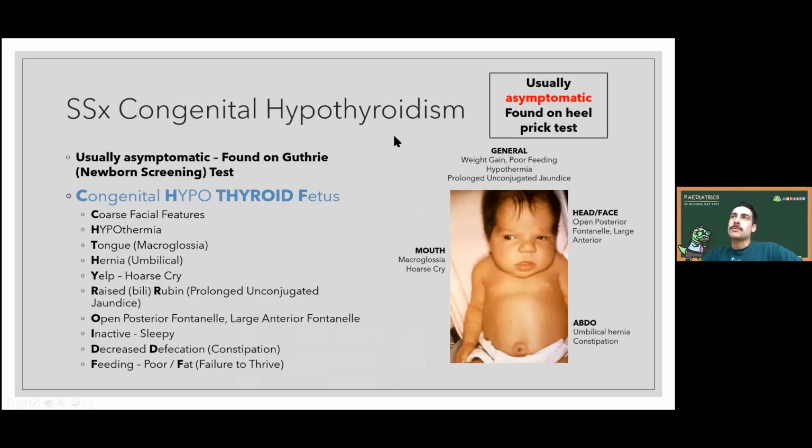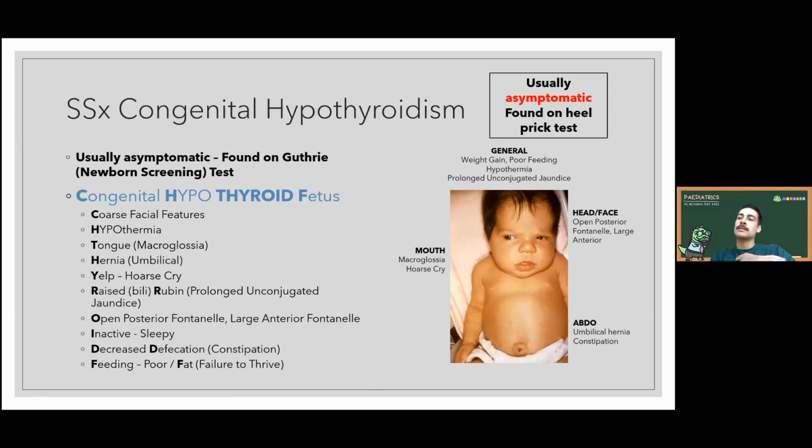So signs and symptoms of congenital hypothyroidism. I made an acronym. It's not great, but it gets the job done, I guess, for some people. Or you can do a top to toe look as well. But essentially you get coarse facial features, hypothermia, your tongue is very big, you get a little umbilical hernia, a bit of a hoarse cry, and you can get prolonged unconjugated jaundice.